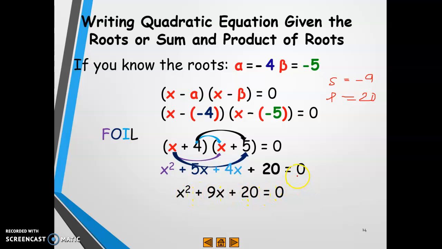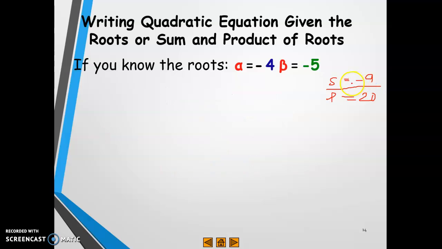Now what if you are given only the sum, you don't know the two roots here, so you are only given the sum and product. So just simply use this formula. Replace the sum, which is the first group, which is -9, right? And then the other one is positive 20.